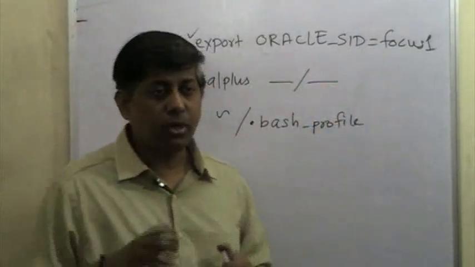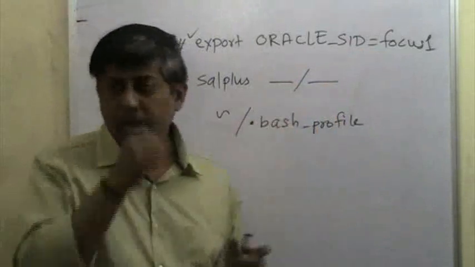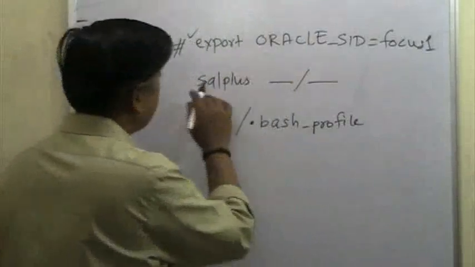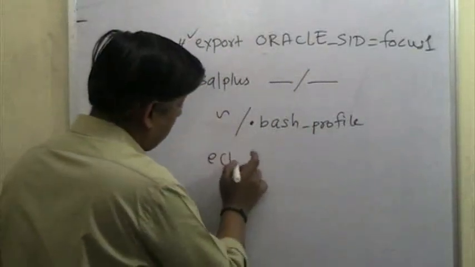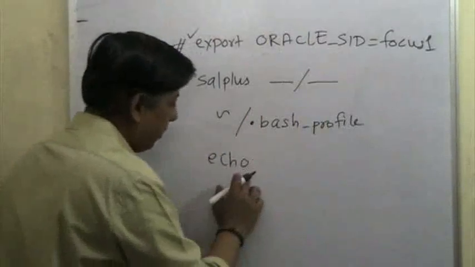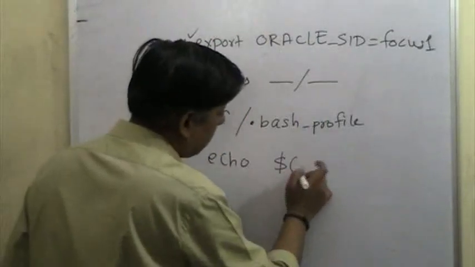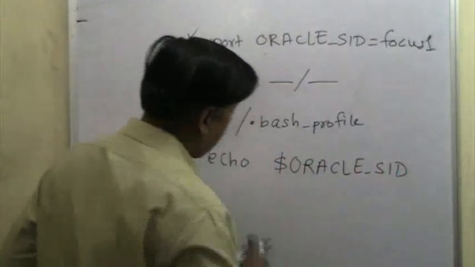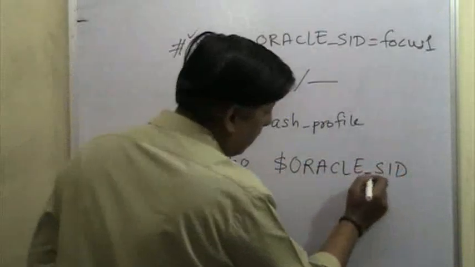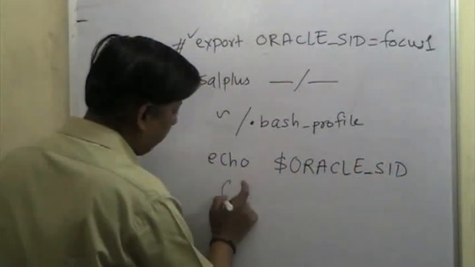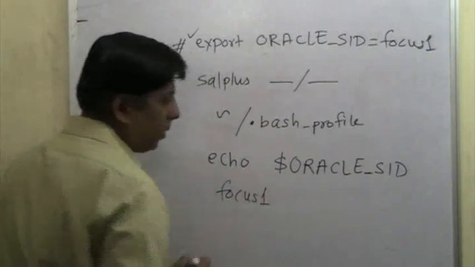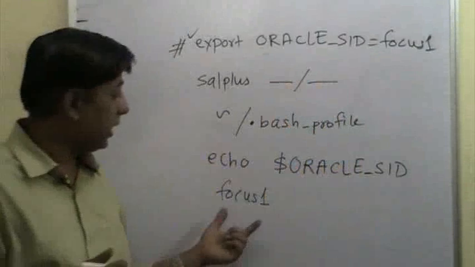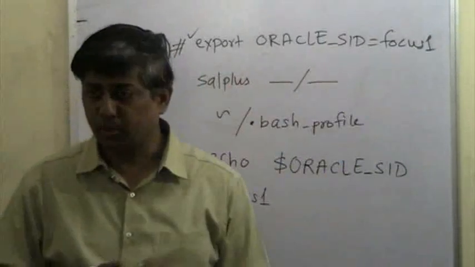In that situation, you will not be able to type the sqlplus command and go inside the focus1 database. How do you check now? Another Unix command: how do you check whether your ORACLE_SID is properly set or not? The Unix command is echo, then the dollar sign and the variable name. So echo $ORACLE_SID. If you type this, it will show you either focus1 or focus2, and depending on the value, you will know that the variable has been set. If you don't see anything, that means this command has not been executed so far.